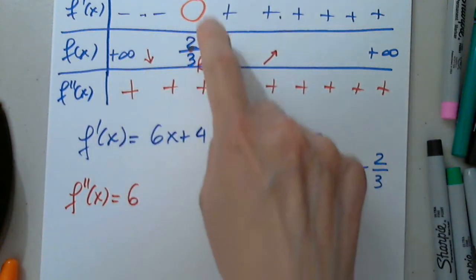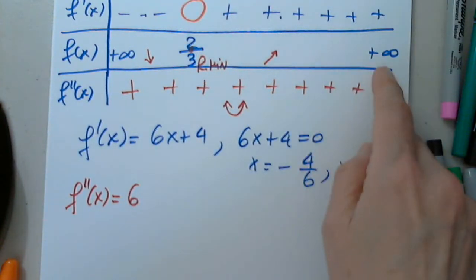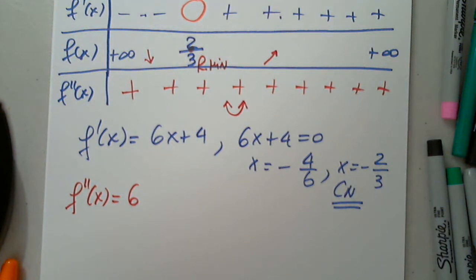It comes from positive infinity, drops to 2/3, and goes to positive infinity. Any questions on this? Because I like to look.